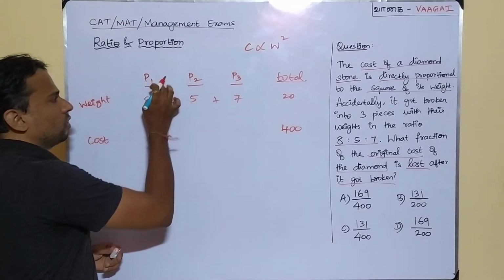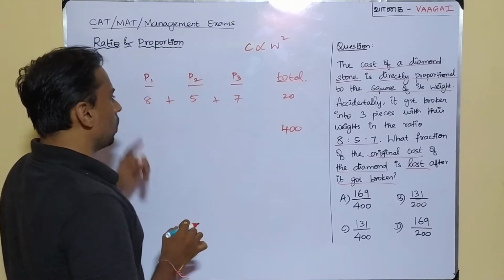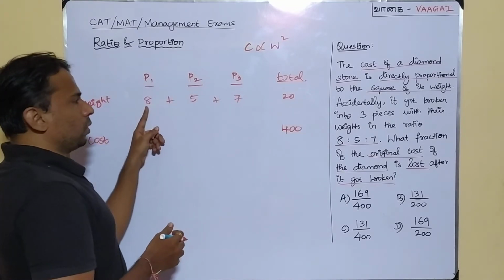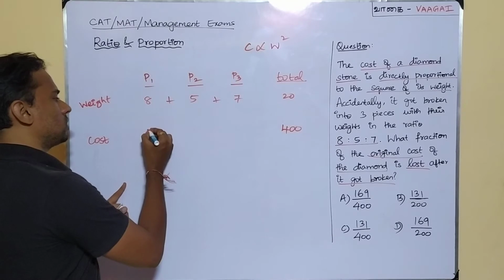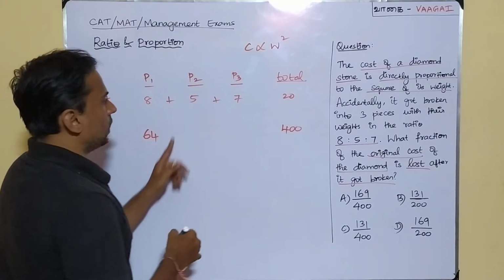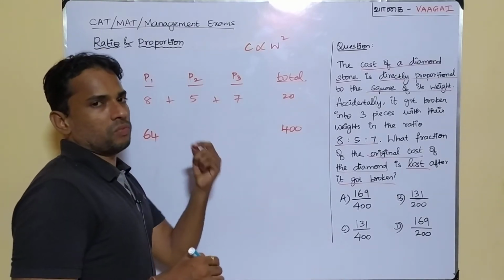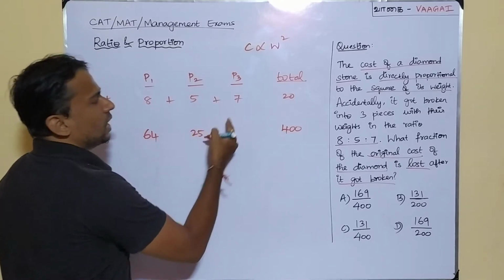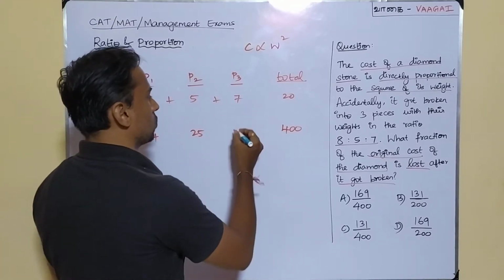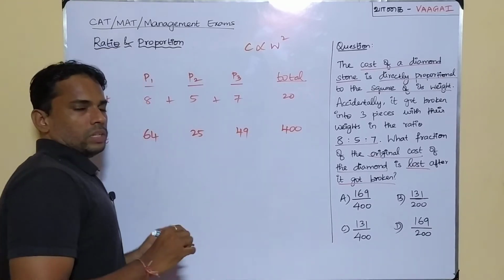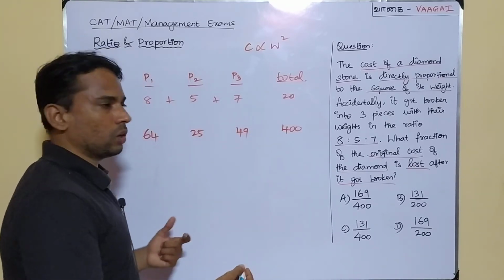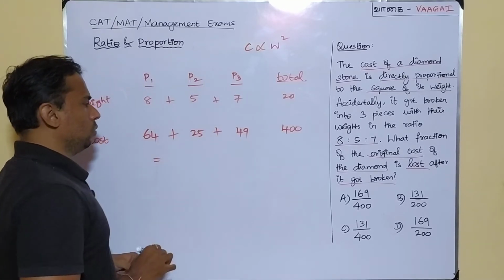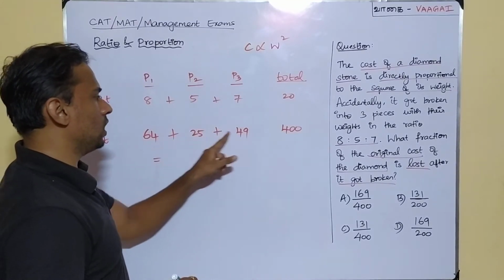In the case of the first piece it is 8 grams, and what about the cost of this first piece after broken? It will become 8 square. 8 square will be 64. And the second piece is going to be 5 units. Its weight is 5 units, and when we square it we get 25, and for the last piece it is 7, so 7 square will be 49. So once after broken, what happened to the total cost? Now the total cost will be 64 plus 25 plus 49.